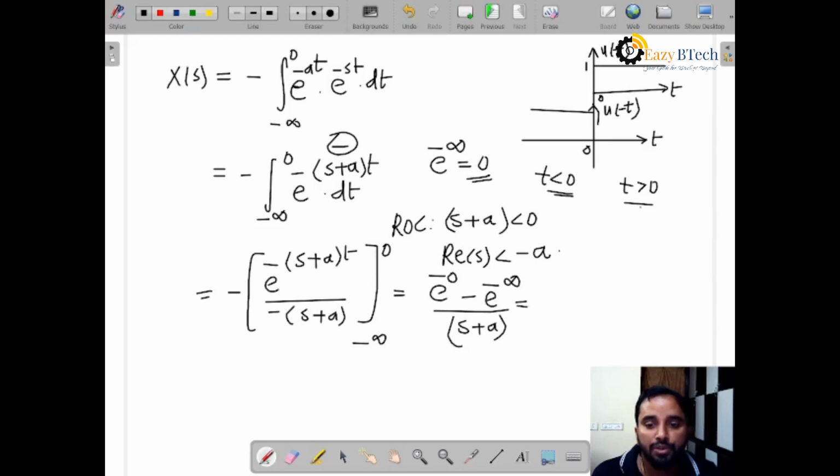This is the way of doing Laplace problems. So 1, right? E power minus 0 is 1, and e power minus infinity is 0, so 1 by S plus A. This is the answer.